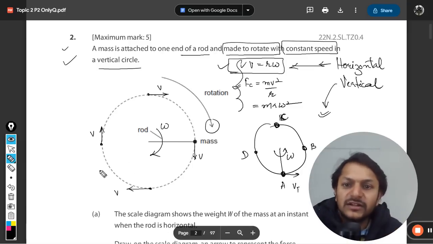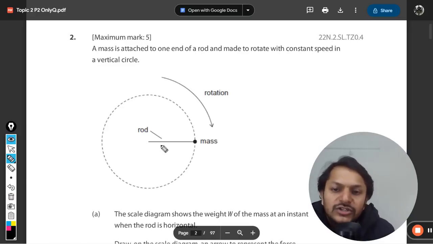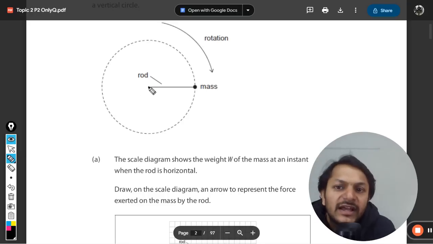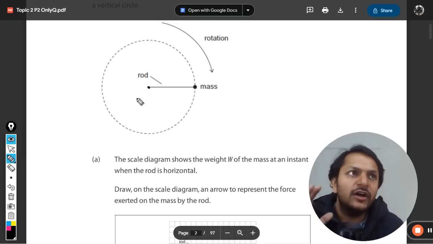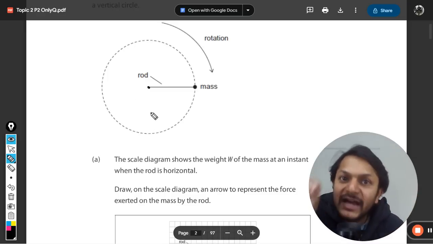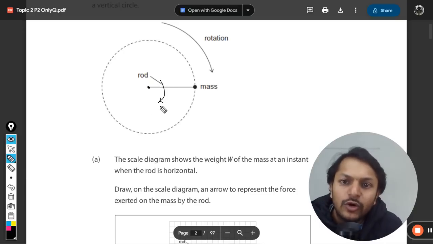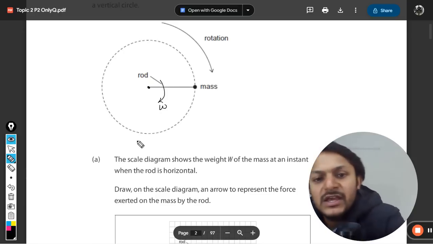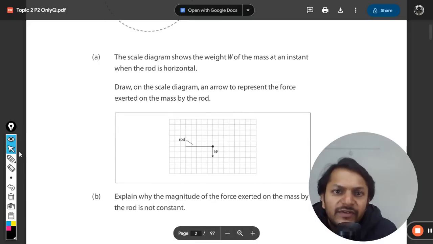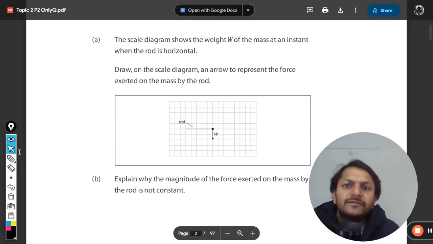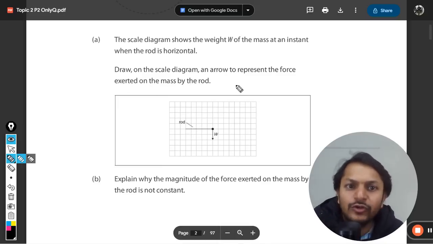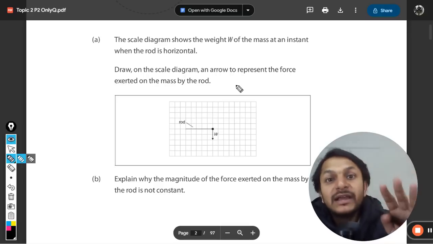So this is the vertical circle. But what is happening in this case now? This case is different. What kind of case is this? For example, there is an external motor attached to this, like a table fan, which is moving in a vertical circle, but it is attached with a motor. So it is moving with a constant angular velocity omega. Now let us read this question. The scale diagram shows the weight W of the mass at the instant when the rod is horizontal. Draw on the scale diagram an arrow to represent the force exerted on the mass by the rod.